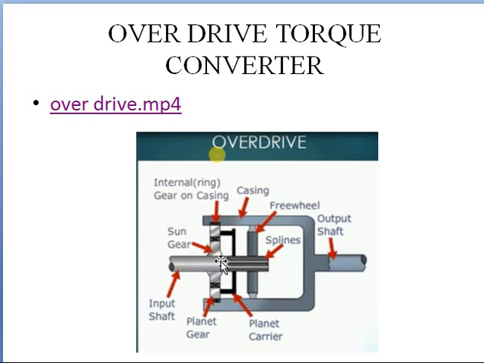The middle one is a sun gear, this one is a planetary gear, and the outer one is a ring gear. The ring gear is connected to the output shaft, and when this sun gear is rotating, the transmission will take place from sun gear to planetary gear to ring gear. As a result, the output shaft will rotate and the speed will be increased compared to the speed of the engine.